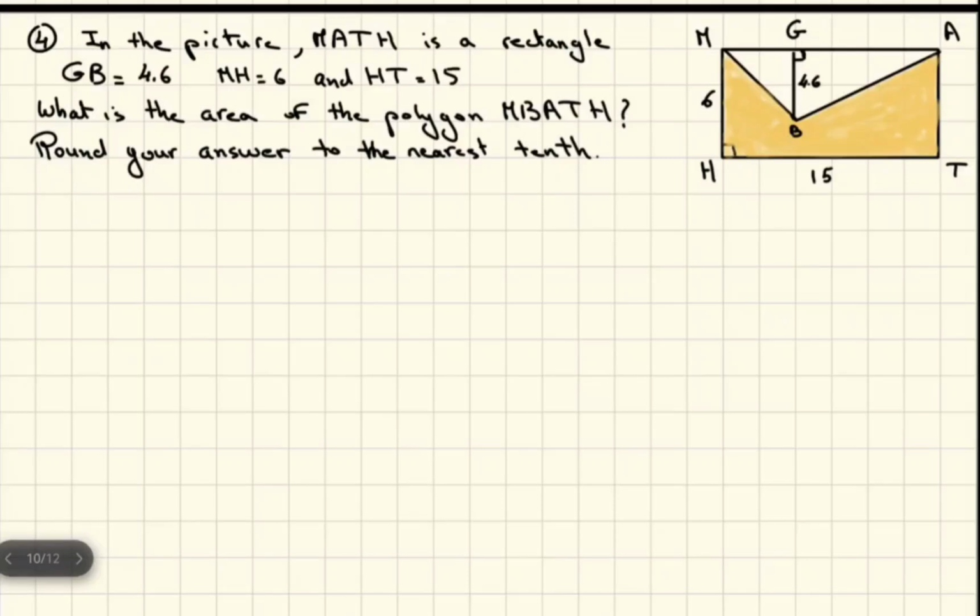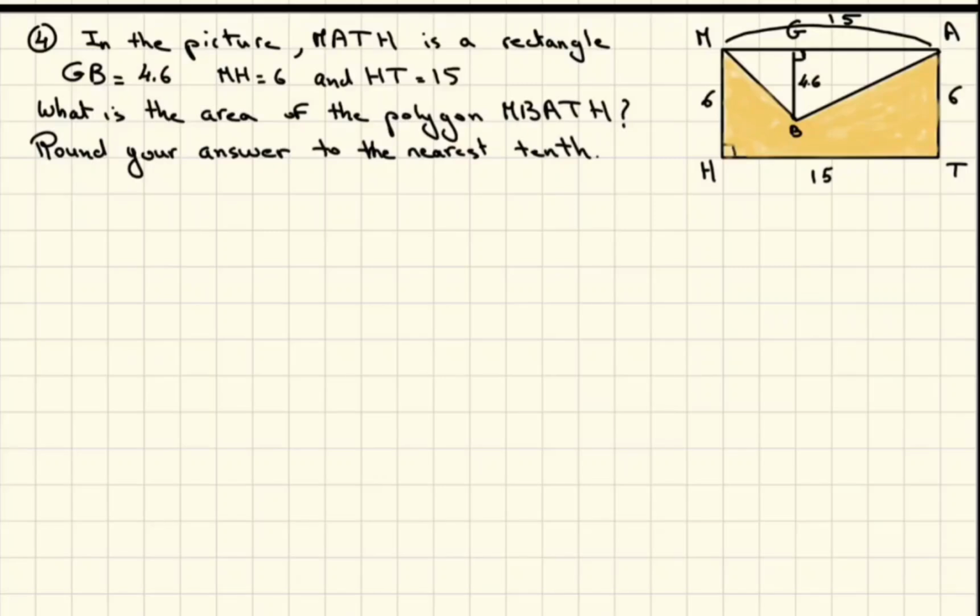Number 4. You're given a picture and they said here MATH is a rectangle, and they gave you inside MB and then BA, 2 segments inside the rectangle. They will form a triangle. Now you're given the following: GB is 4.6, MH is 6, and HT is 15. So because it's a rectangle, if HT is 15, I should know that MA is also 15. If MH is 6, then AT is also 6.